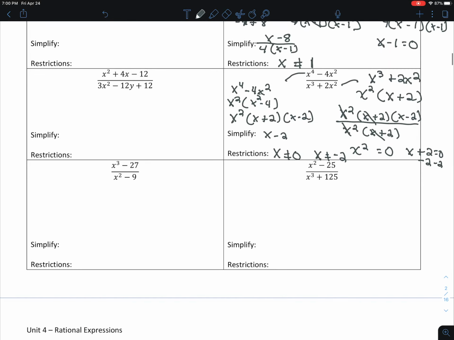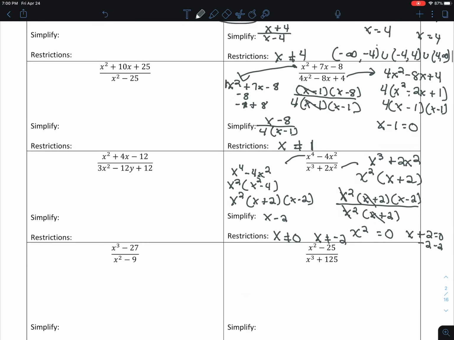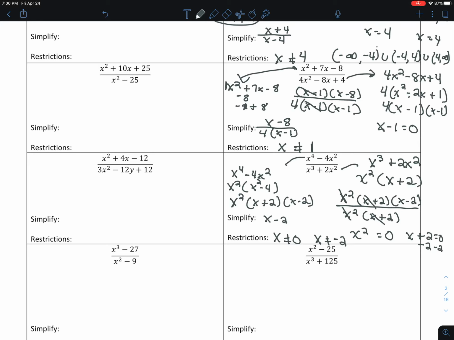Okay? All right, one more, and then I'll give you a chance to practice. x squared minus 25 over x cubed plus 125. So again, if I factor x squared minus 25, it's the difference of two squares. I get x plus 5, x minus 5.